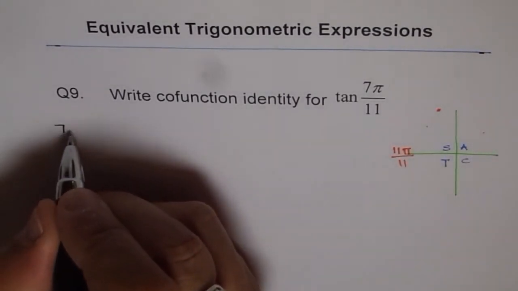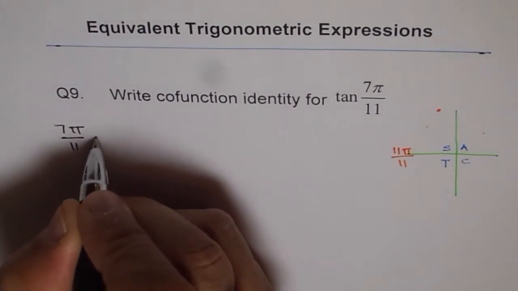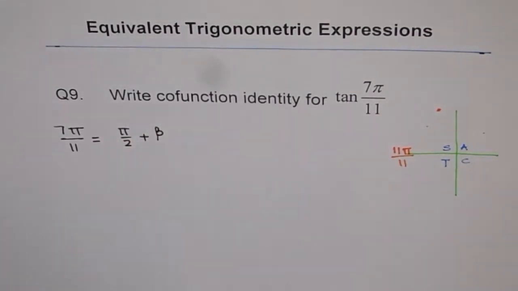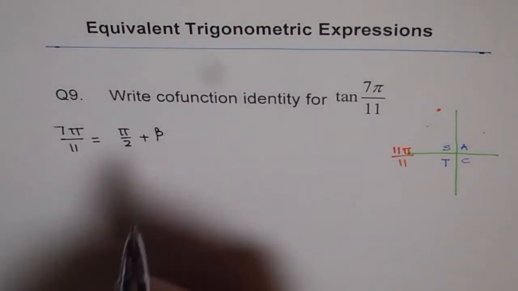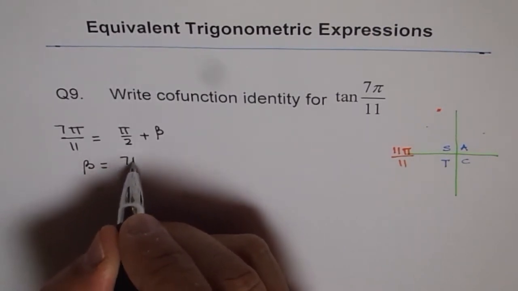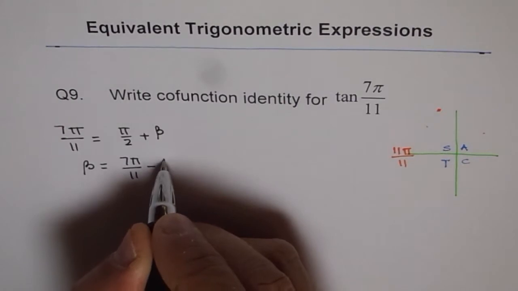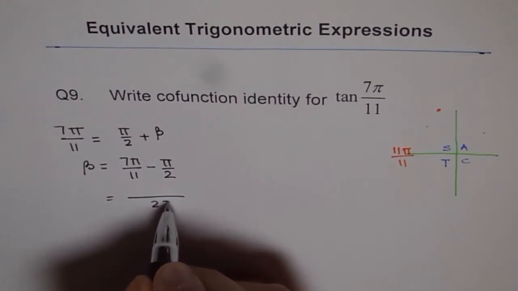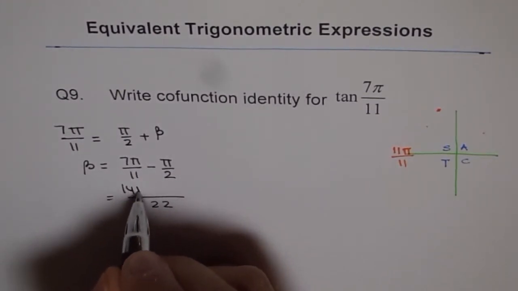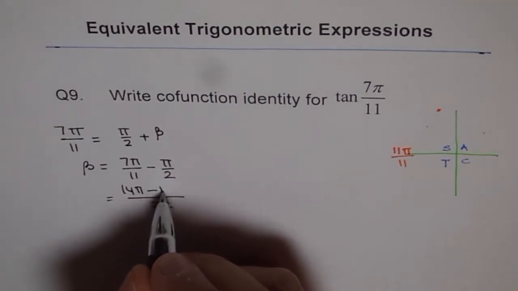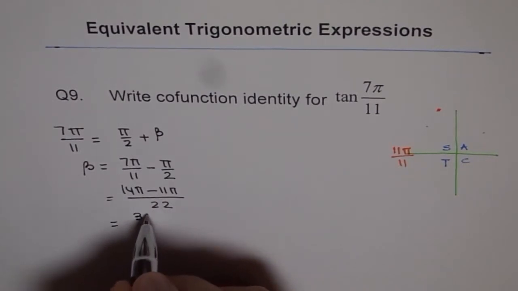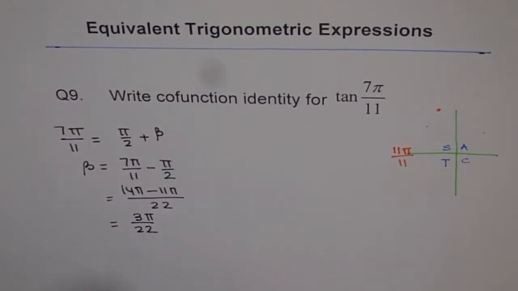So what we're trying to do is, we say 7 pi by 11 is equal to pi by 2 plus some angle. Let's say this angle is beta. So we'll try to find this angle beta. So beta is equal to 7 pi by 11 minus pi by 2, correct? Now, we can take 22 as the common denominator, and then we get 7 times 2, 14 pi minus 11 pi, correct? And so we get 14 minus 11 is 3 pi, so we get 3 pi by 22. So that is what we get from here.